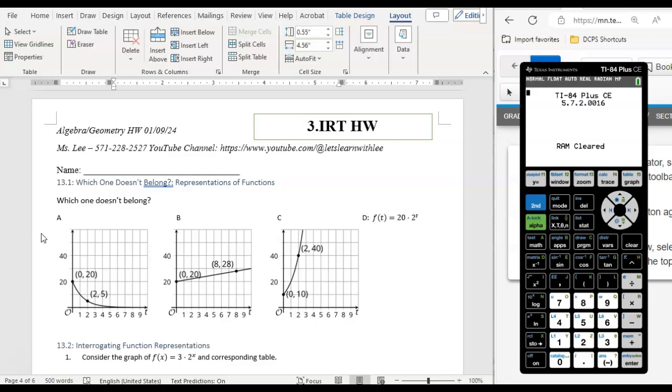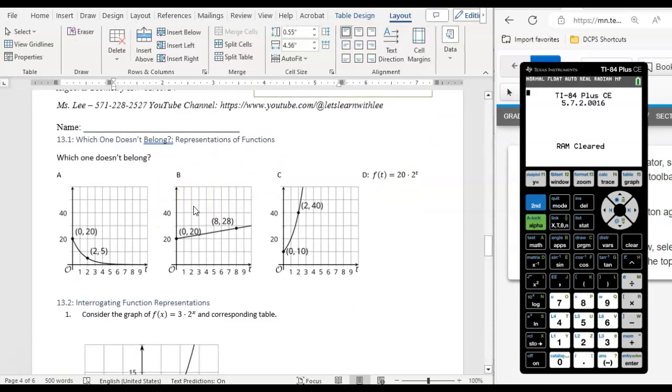Today was iReady testing, so this is kind of a unique homework, but it is also some good practice. It says, which one doesn't belong? Now this is kind of one of those situations where there might be more than one instance of something not belonging. So let's take a look.